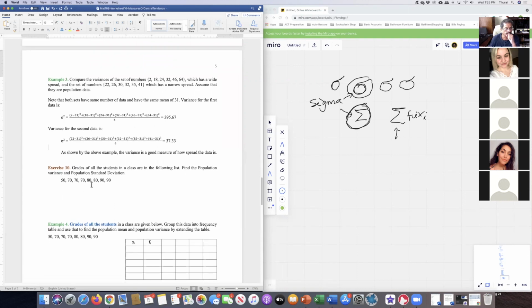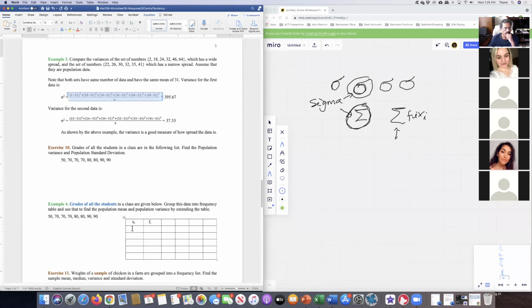Now exercise 10 says, find the population variance and population standard deviation. Now, can we do it? How do we do it? We do it exactly the way it's done here. Just add up the squares of the difference between each data and the mean. First, you have to find the mean, and then do that. So if you do that manually, the way I showed you up here, that's fine. But it'll be a lot easier if you do them in an organized way in a table.